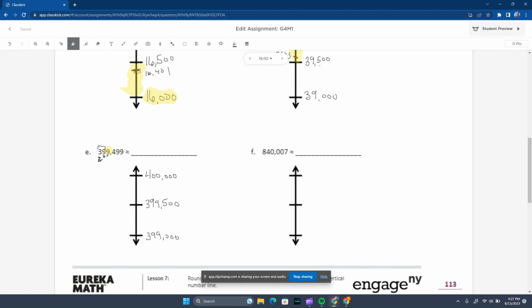And now we need to identify, where would this be? Would it be in this upper section, or would we be looking in this lower section? So 399,499 is actually the number just before 399,000. It would be as close to this little hash mark that we can get without actually being there. So probably about right here, as close as you can possibly get.